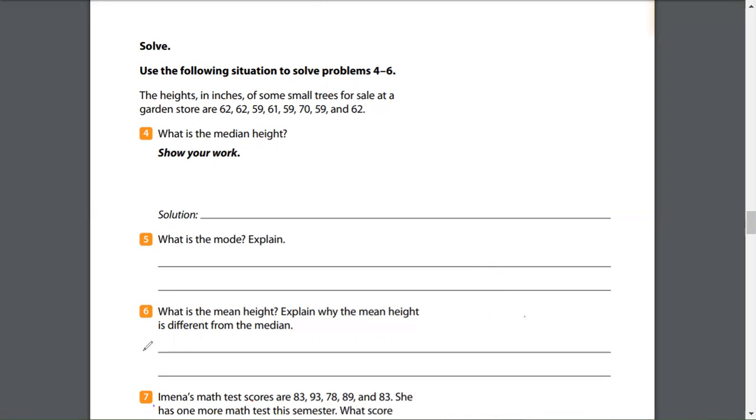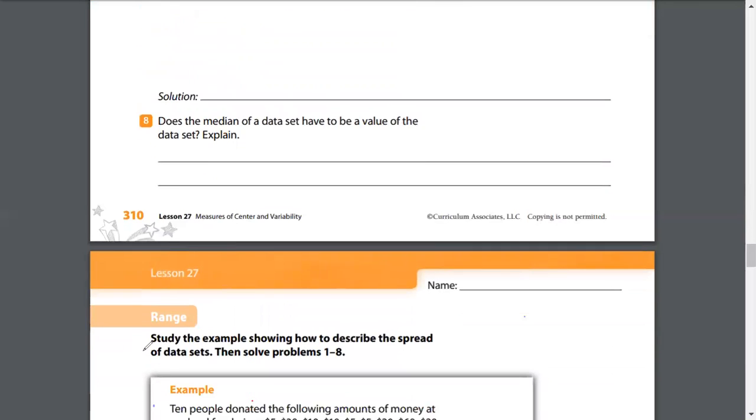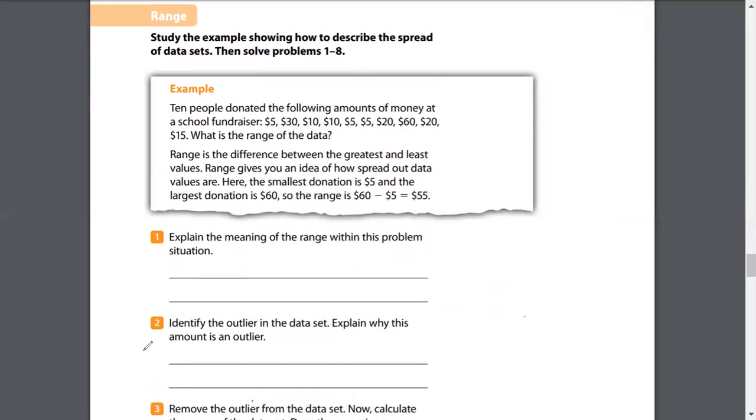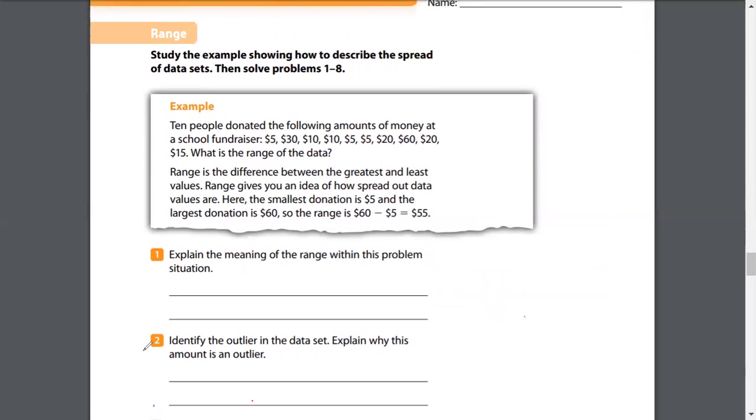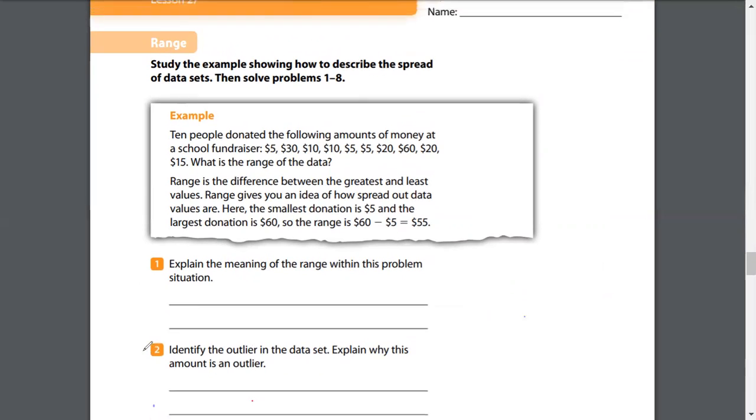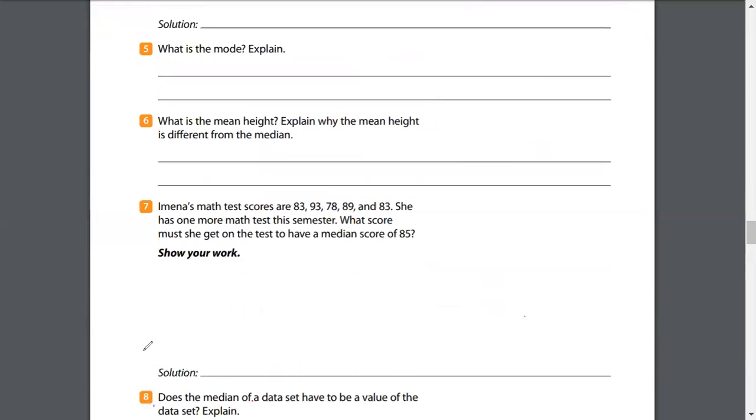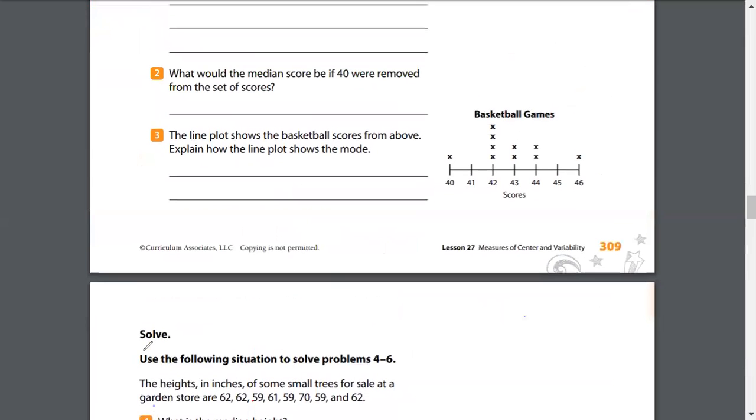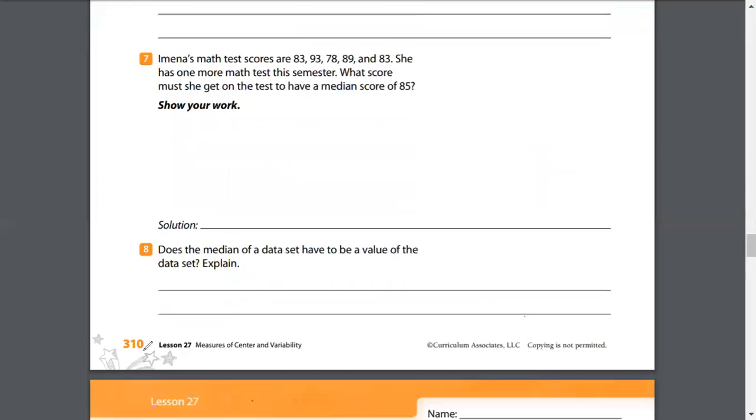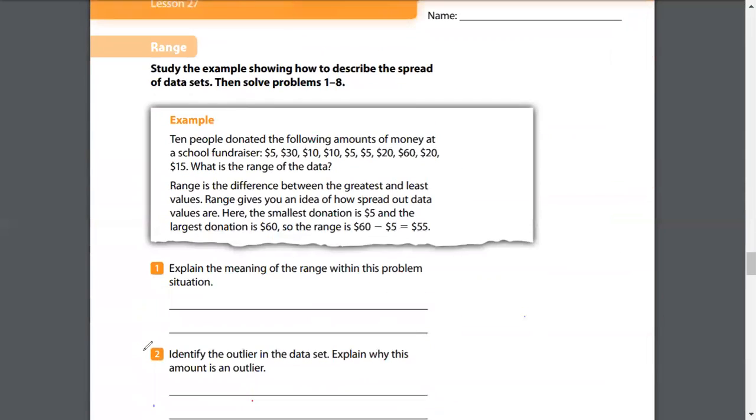The range would be the least number from the highest number. So if we look at this group of data that we just did, the highest number in the data is 46, and the lowest number is 40. So when you subtract 40 from 46, your range would end up being 6. Right. So you have a good recall for range because that is our last example.